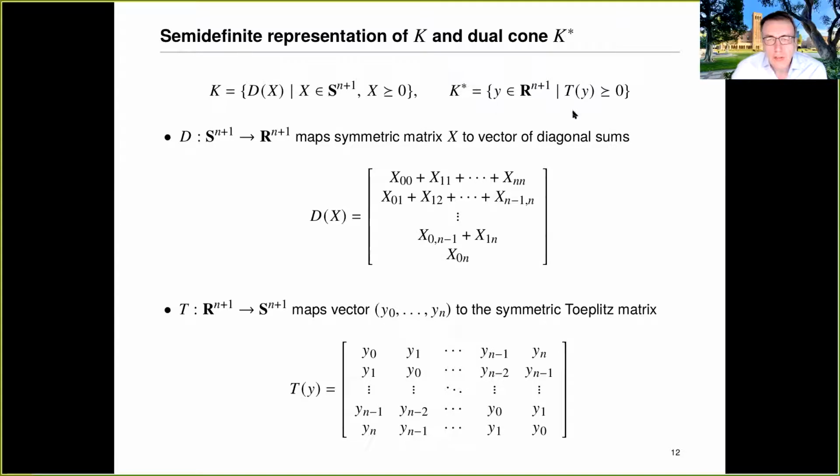And the dual cone is the cone of positive semi-definite Toeplitz matrices. That involves the adjoint of this mapping, which maps a vector to the symmetric Toeplitz matrix with the coefficients of the vector on the diagonals. We'll use this in the next few slides. D and T will represent these two mappings: D, the vector of diagonal sums of the matrix X, and then T, the Toeplitz matrix.